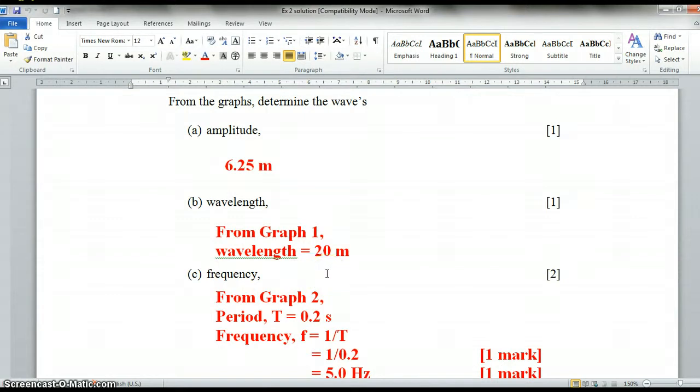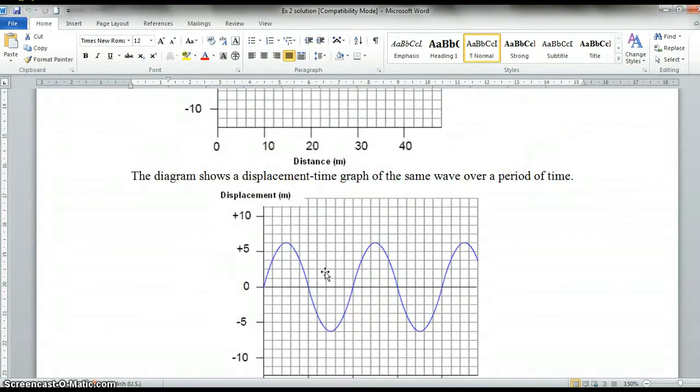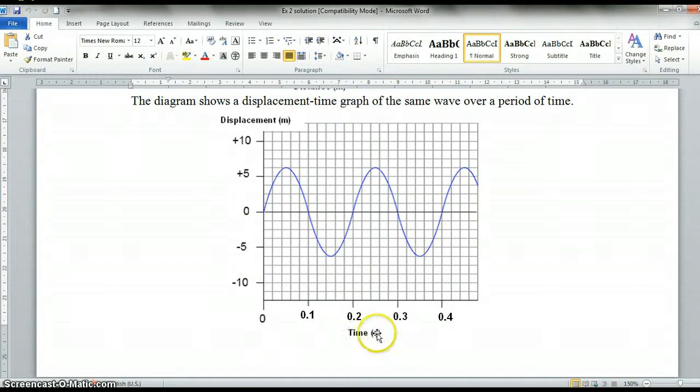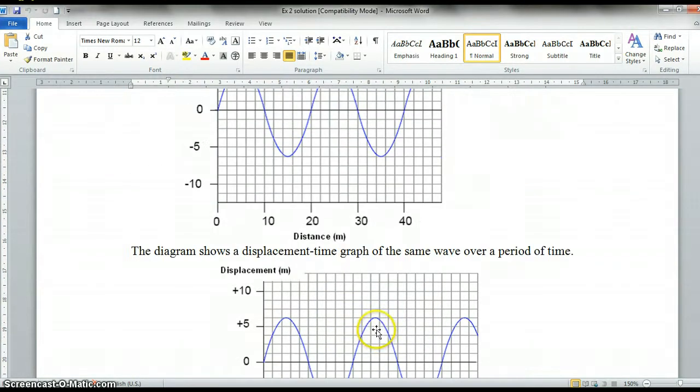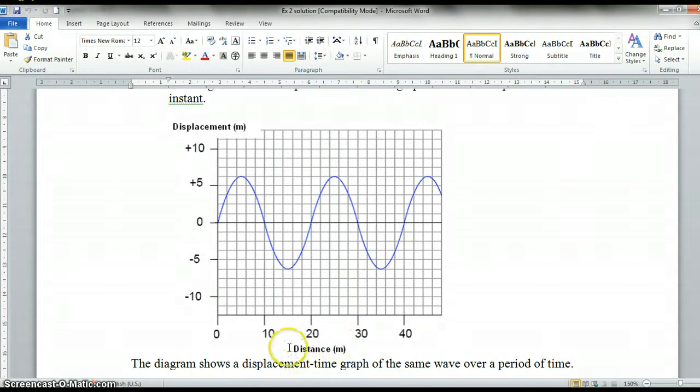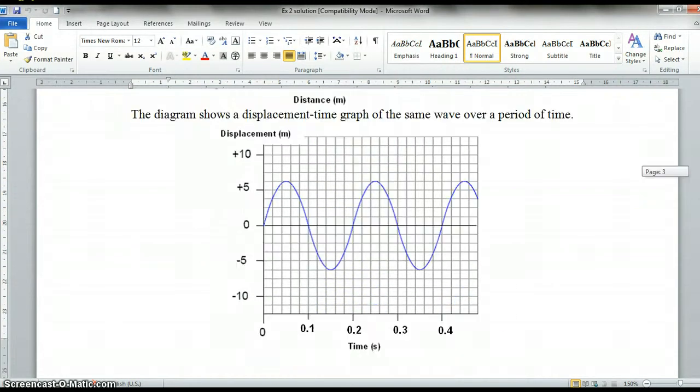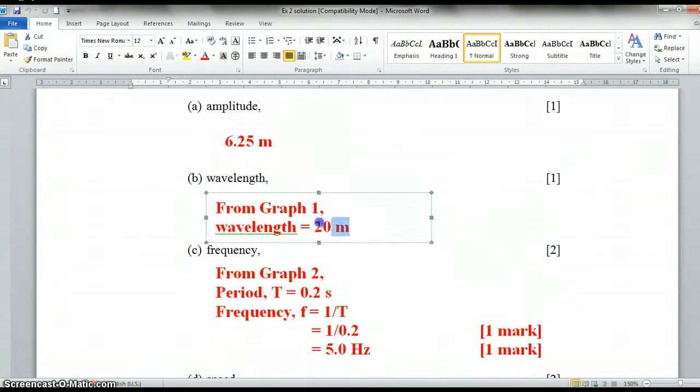Wavelength of the wave. Obviously, we shouldn't look at graph 2, because in graph 2 the horizontal axis is in time. To find the wavelength, we look at the first graph, where the axis is in distance. So 1 complete wave is 20 meters. Wavelength will be 20 meters, as shown.